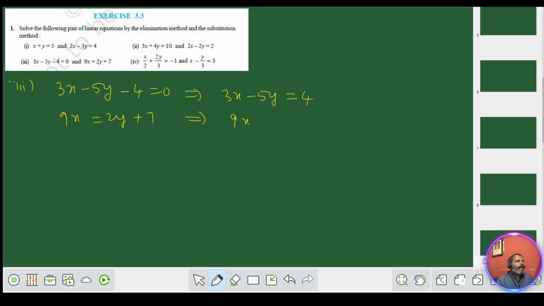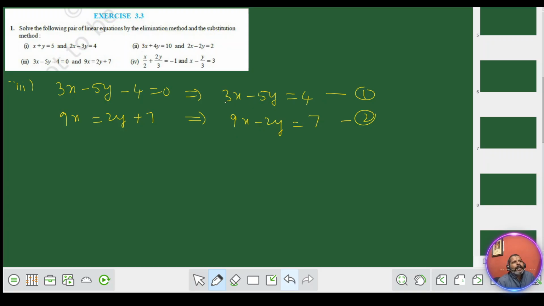That is 9x minus 2y equals 7. We just transpose 2y to the left hand side, so the remaining 7 stays here. We call these new equations 1 and 2. Just observe what we can make.